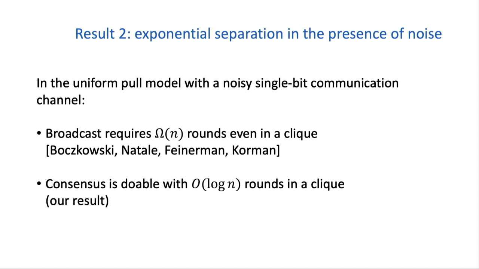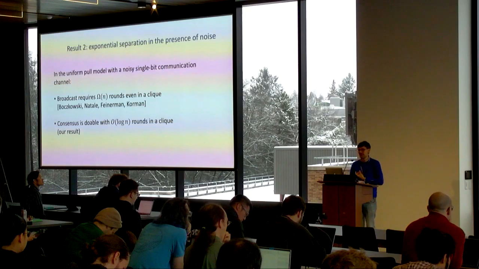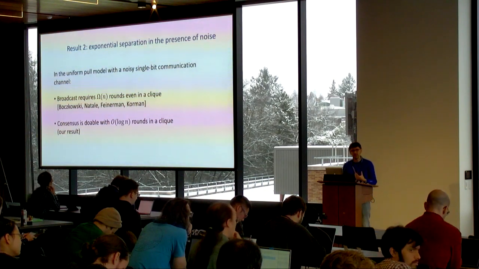And in fact, Boczkowski, Natale, Feinerman, and Korman proved that in the pull model, to do broadcast, it requires omega of n rounds. And the reason is that every time a node that knows the information gets pulled, the recipient gets something noisy. But also, when a node that doesn't know the information gets pulled, it has to send something that is also noisy, and it becomes difficult to distinguish between having gotten something random from someone who doesn't know anything and getting something noisy from someone that knows something. And so they're able to prove these omega of n lower bounds.